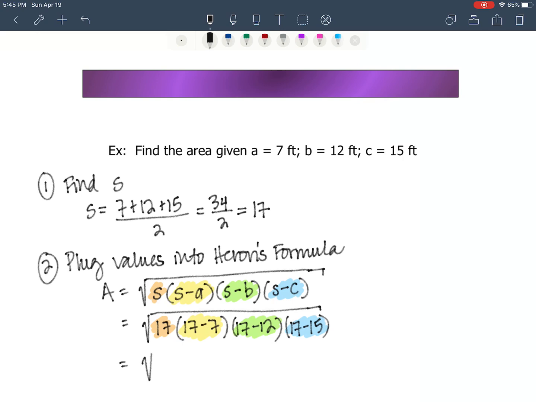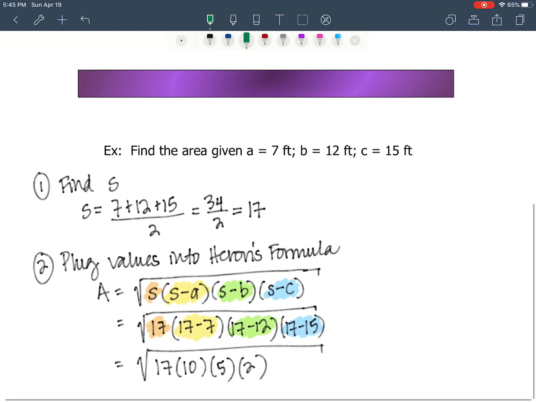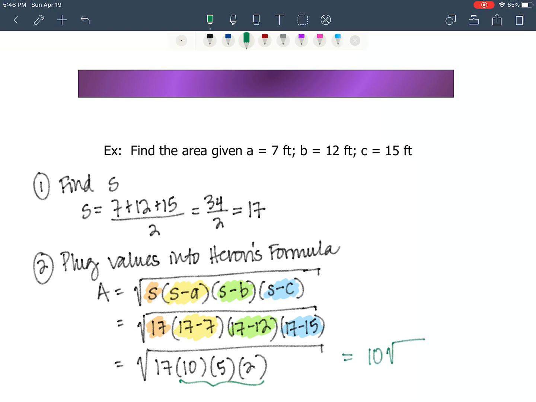And I love doing this one without a calculator because I love prime factoring and finding pairs to break down my radical. 17 times 10 times 5 times 2. And look at that, I've got 10 times 10. Do you see the 10 times 10? I've got a pair of 10s, so I'm going to take the 10 to the outside. I get the square root of 17 left over. And that's 10 times the square root of 17 square feet. That's my area. That's an exact answer for the area.